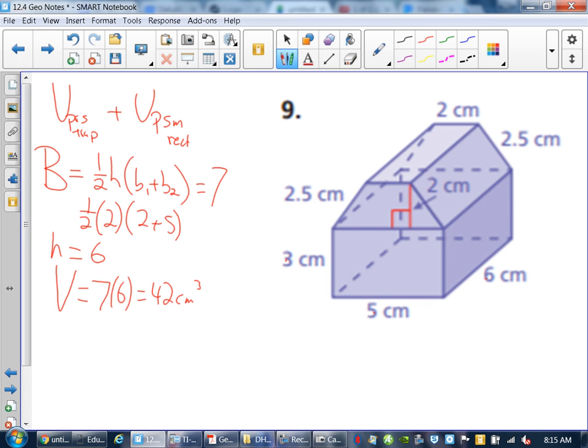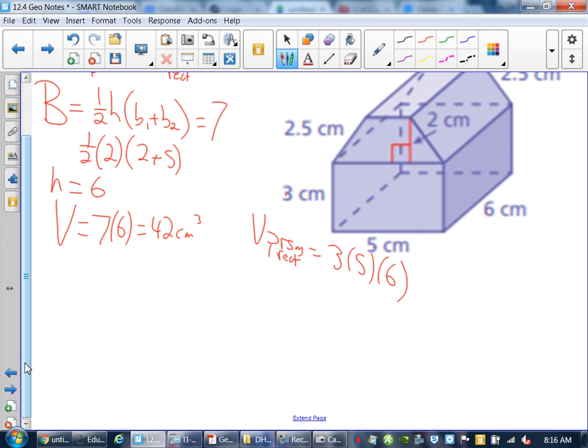So the other one here is 3 by 5 by 6. What's 5 times 6? 30 times 3? 90. So I have 2 volumes. I have the volume of one, which was 42. The other one is 90. So the overall volume of this would be 132 cubic centimeters.